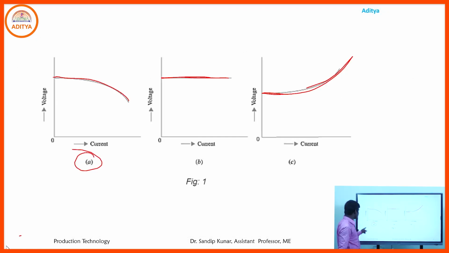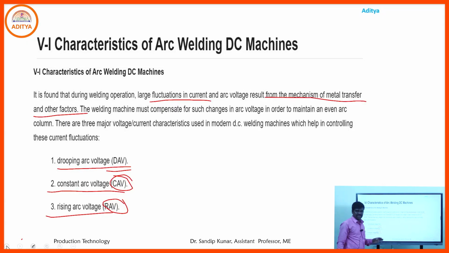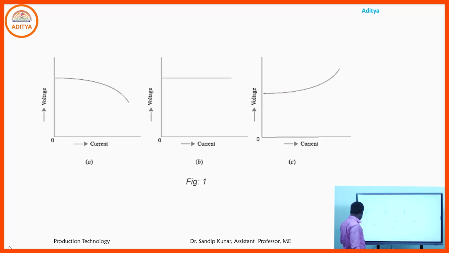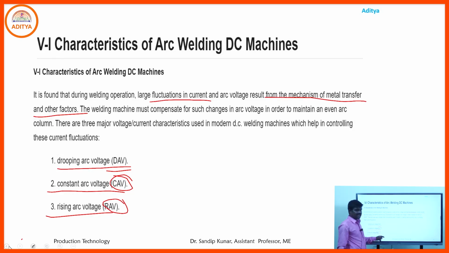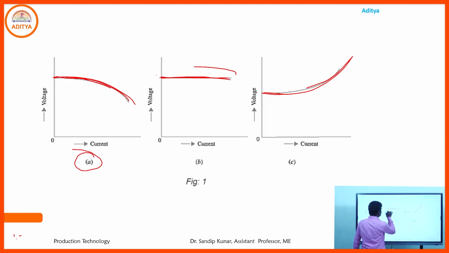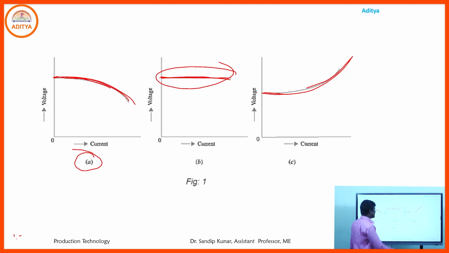In the first graph, in case of drooping arc voltage, the current will be increasing, but the voltage will be decreasing after some time. Second one is the constant arc voltage. In case of constant arc voltage, the current will be increasing, but the voltage will be constant. And in rising arc voltage, the current will be increasing, and after some time the voltage also increases.